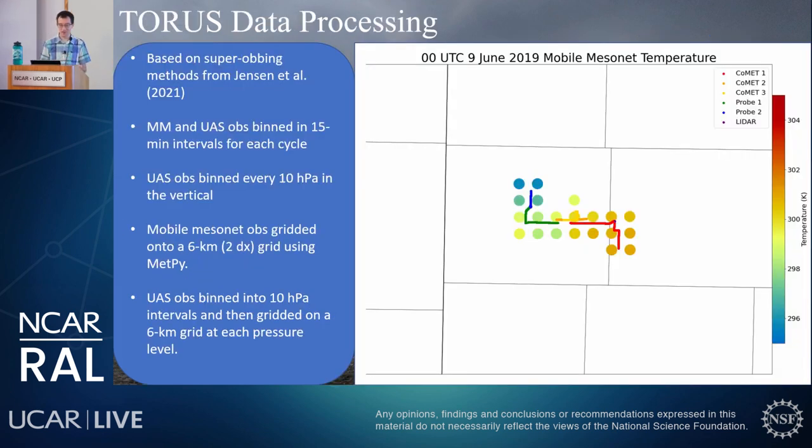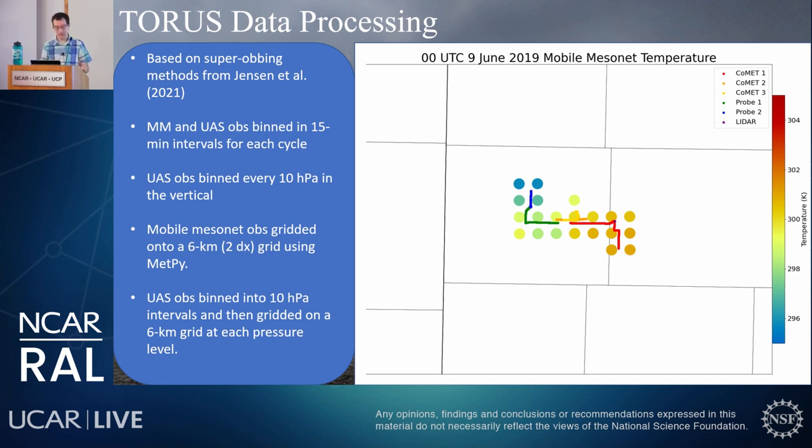So before I can assimilate all that wonderful TORUS data, I have to process it so DART can actually bring it in. The method that I use for processing it is based on some methods developed here at NCAR by Jensen et al. and James Pinnow and his group. The mobile MESONET and UAS obs are binned in 15-minute intervals first for each cycle. The UAS obs are also binned every 10 hPa in the vertical.